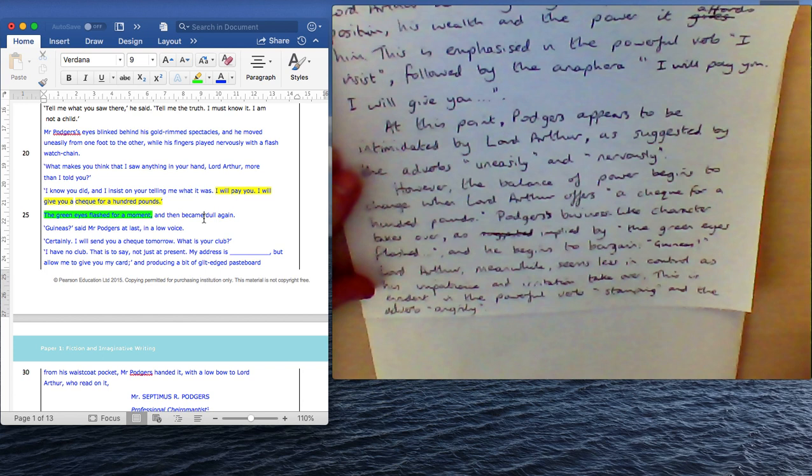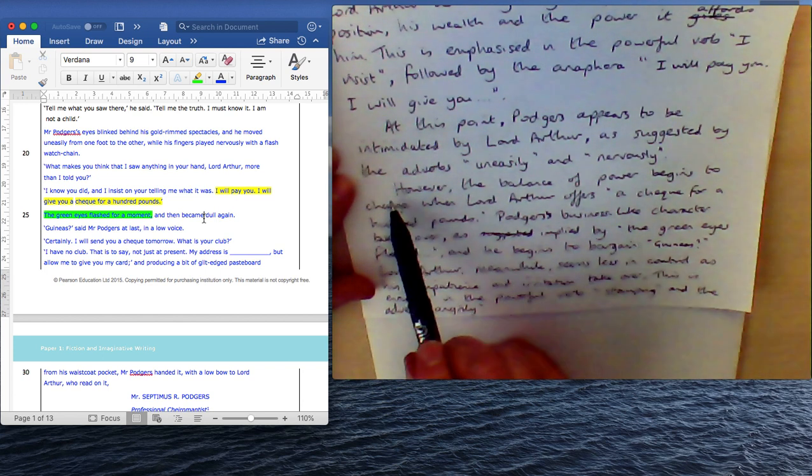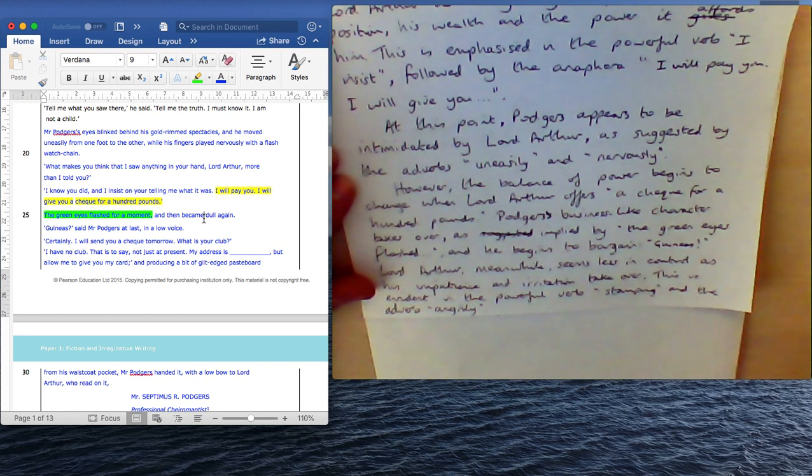Okay, so what we have from where I've written however is the second half of the answer. We've established how the mood is at the beginning and who's in control. Now we're moving on to the second half where the balance of power shifts. So however the balance of power begins to change when Lord Arthur offers a cheque. Podgers' businesslike character takes over as implied by the green eyes flashed and he begins to bargain. Guineas? Lord Arthur meanwhile seems less in control as his impatience and irritation take over. This is evident in the powerful verb stamping and the adverb angrily.